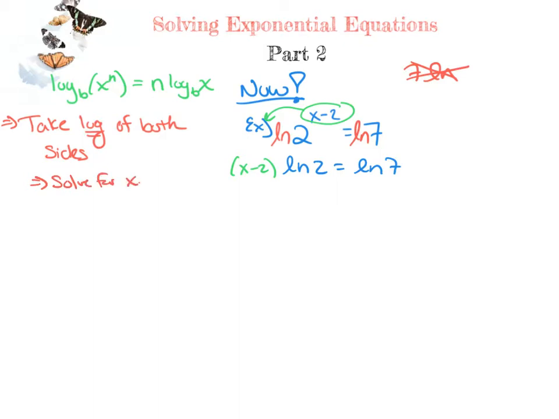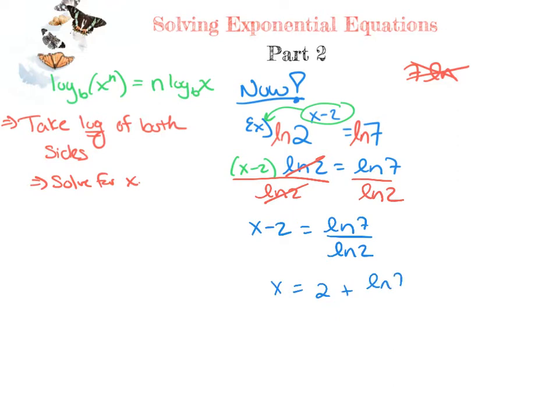Since x is inside the parentheses here, I have two choices. I can distribute the ln through, or a little bit faster, simply divide both sides by ln of 2. Now the ln of 2's cancel. ln of 7 divided by ln of 2 does not cancel, but the ln of 2's do. What I'm left with is x minus 2 equals ln of 7 divided by ln of 2. The last thing to do to solve for x is to add 2. x equals 2 plus ln of 7 divided by ln of 2.